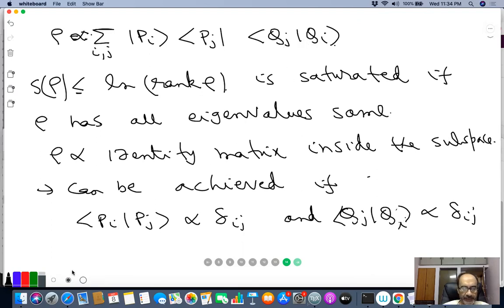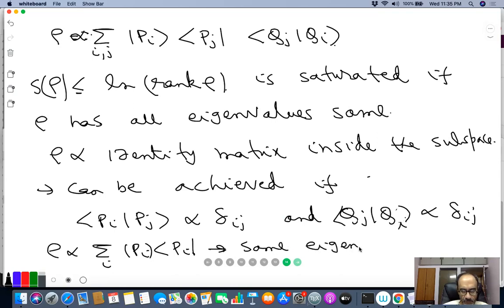And if this is delta ij, then rho becomes proportional to the sum over i of pi, right? And this is an orthonormal basis. So this clearly has all the same eigenvalues. It's basically proportional to the identity matrix inside the subspace, inside the 2 to the nth dimensional subspace. Okay. So if these conditions hold, then you actually saturate the bound.